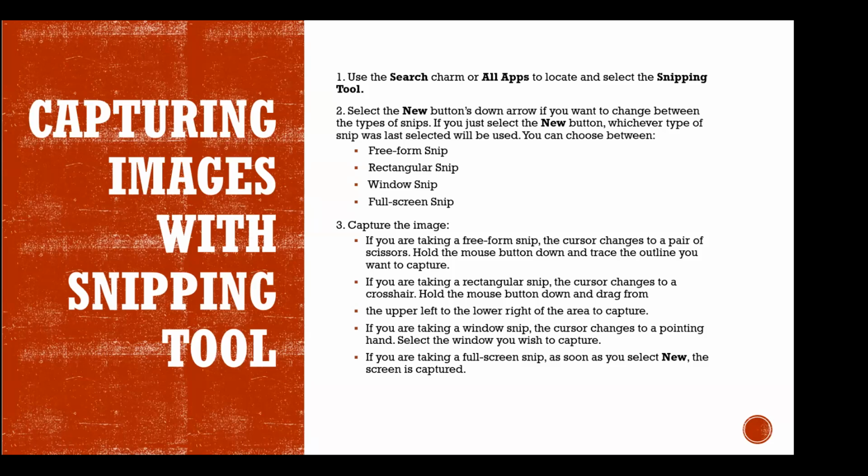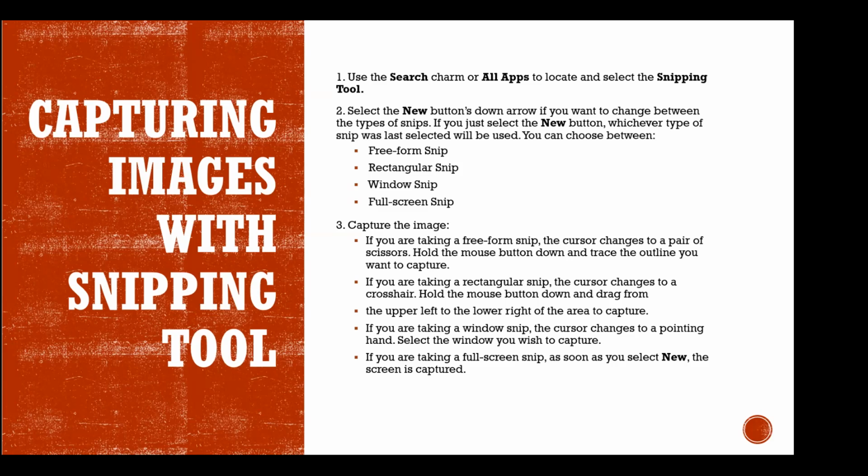Capturing images with Snipping Tool. We can use it in Windows Vista, Windows 7, Windows 8.1, and Windows 10. To navigate Snipping Tool, number 1, use the search charm or all apps to locate and select the Snipping Tool. Number 2, select the new button's down arrow if you want to change between the types of snips. If you just select the new button, whichever type of snip was selected will be used. You can choose between freeform snip, rectangular snip, window snip, and full screen snip.